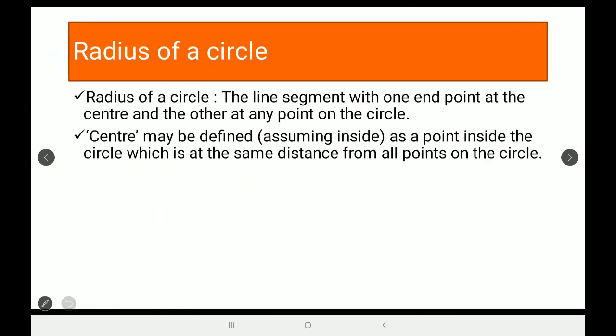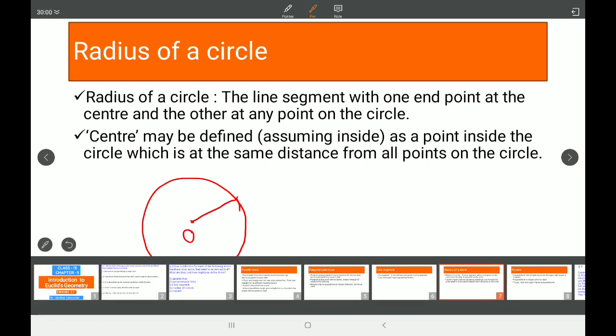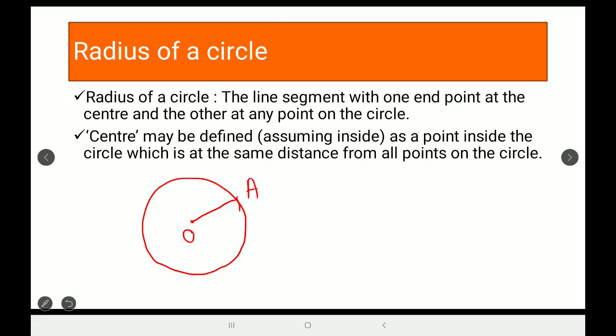Radius of the circle. The line segment with one end point at the center and the other at any point on the circle. Here we have one circle. Radius means what? The line segment. Radius is a line segment with one end point at the center of the circle. Let this O be the center of the circle, and the other endpoint is on the circle. So OA, we can say that here OA is the radius of the circle.